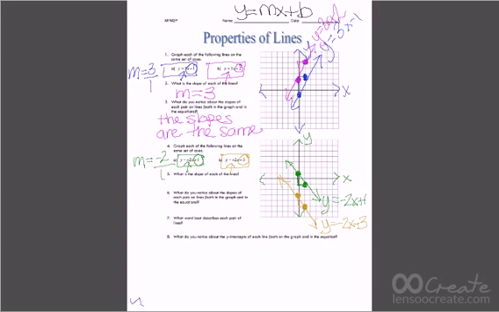So again, for number 5, what is the slope of the two lines? They both share a slope of -2. What do you notice about the slopes, both in the graph and in the equation? They are the same as each other.